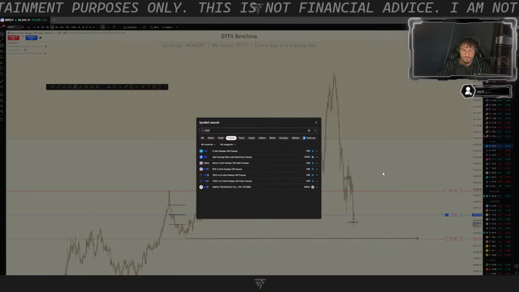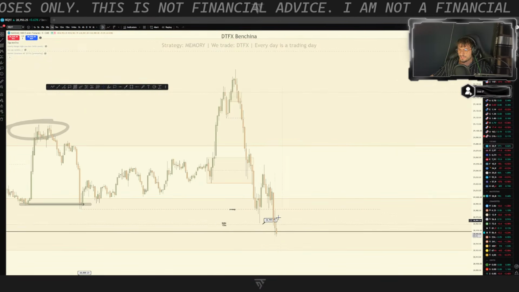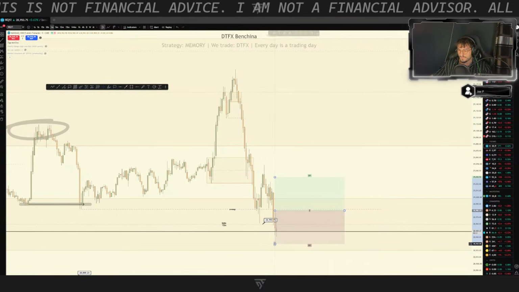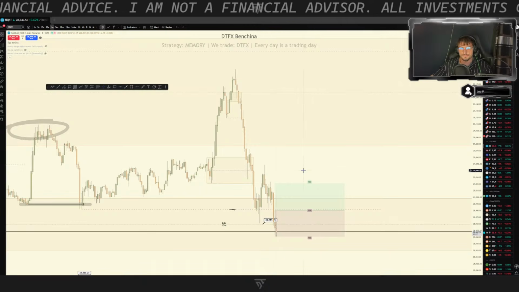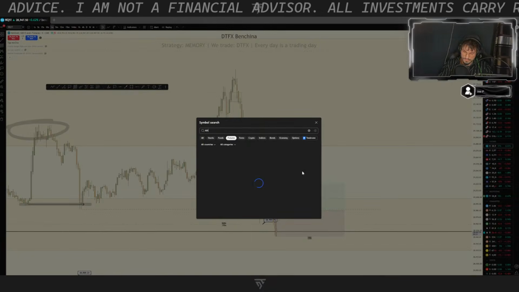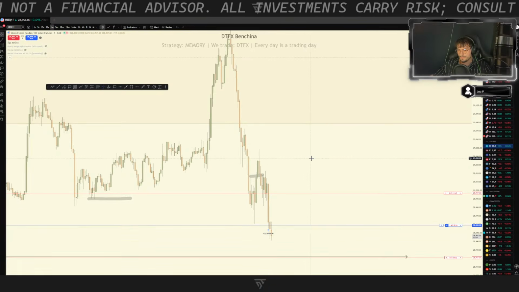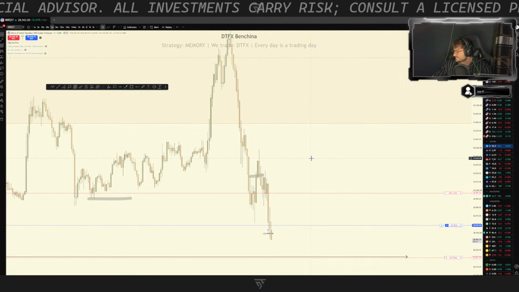Let me go to NQ. Yeah, so on NQ, I just want to go here because the entry for the MM would have been this now. This is the entry for the MM. Sitting comfortably in drawdown.